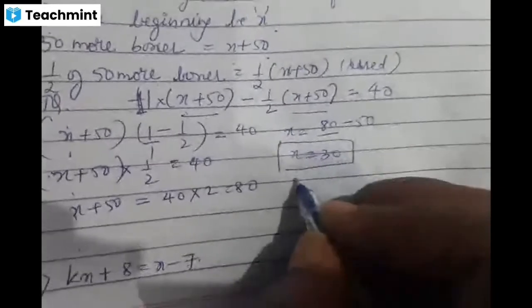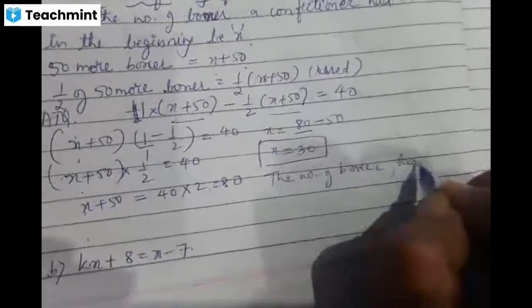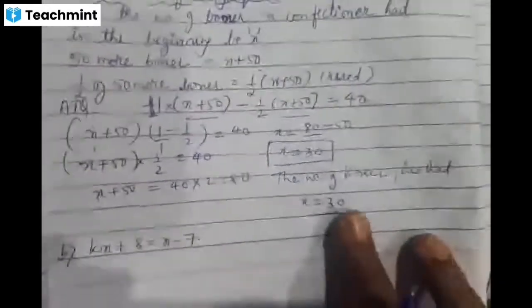So, in the beginning, the number of boxes he had were x is equal to 30 boxes, children. Therefore, we write: the number of boxes the confectioner had in the beginning, x is equal to 30. In this way, we have finished some of the problems from brain teasers and also value-based questions and the problems which are left in worksheet number 2.